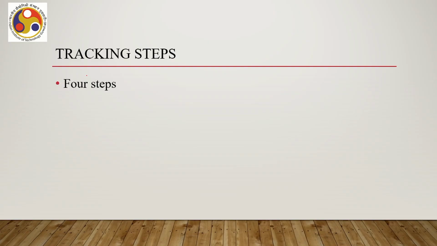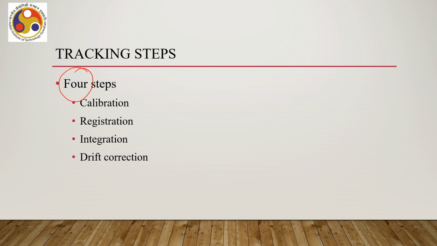So, there are broadly 4 steps through which tracking works. What are those steps? First is calibration, then registration, integration and drift correction. So, we have these 4 steps for tracking: calibration, registration, integration and drift correction.